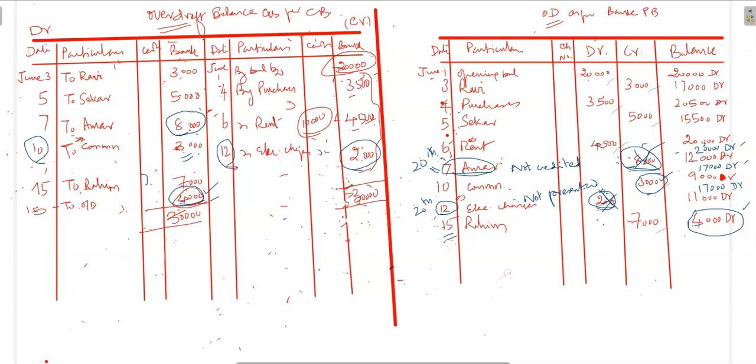And the receipt on 15th from Rahim, rupees 7,000, was also found to have been credited on the same day. So in that case, your OD will reduce from 17,000 to 10,000 because of the credit of rupees 7,000. Your debit balance of 17,000 should be reduced by 7,000. So you will have a closing balance of 10,000 only as OD balance.